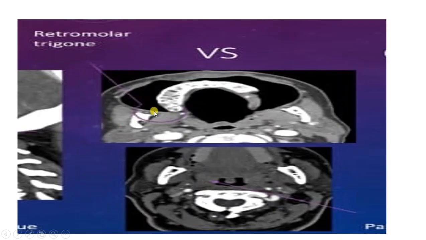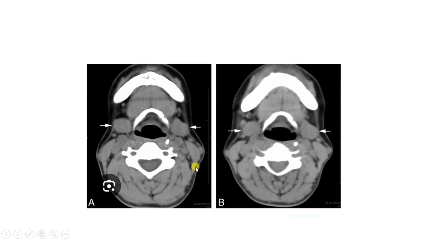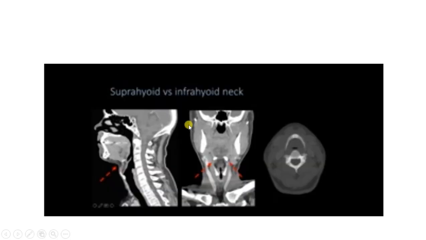And this is the area which is called the retromolar trigone area, and most of the tumors are demonstrated here. And these structures are the submandibular glands. And the neck can be divided into 3 compartments, from the base of the skull to the hyoid bone, suprahyoid compartment, and from the hyoid bone to the clavicles. These are the clavicles. These are the infrahyoid compartments.